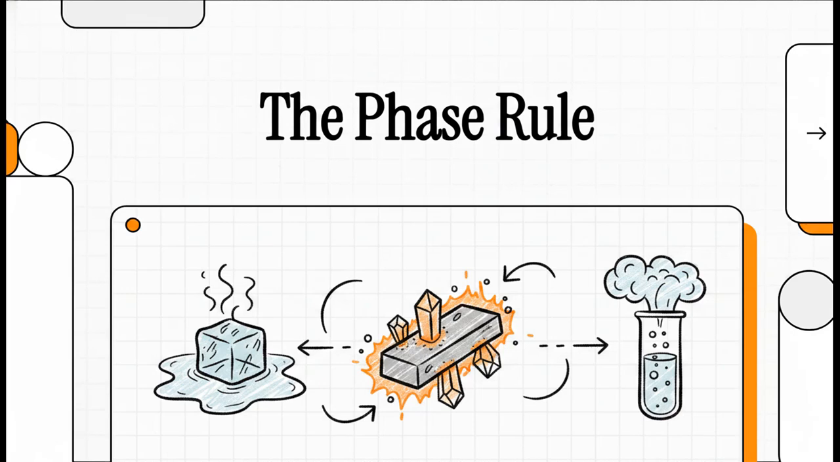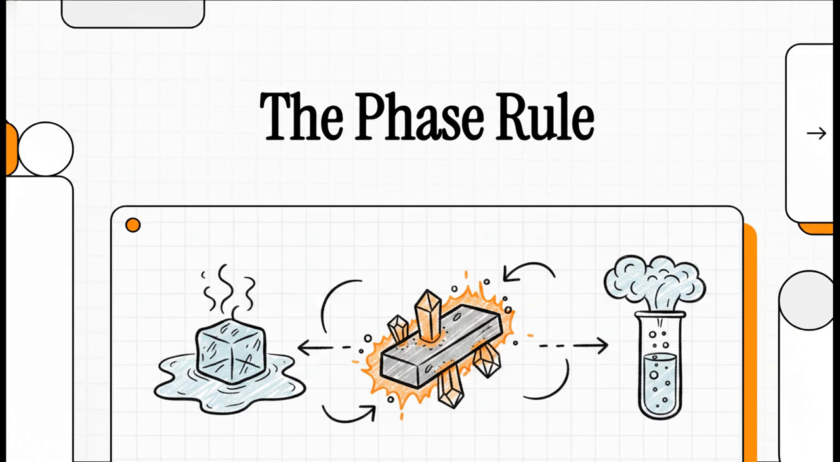Okay, let's jump right into this explainer. Today, we're uncovering the universe's strict rulebook for how matter exists. When we look around, we see ice melting, water boiling, metal solidifying, but these aren't just random events, they are governed by incredibly precise mathematical blueprints.